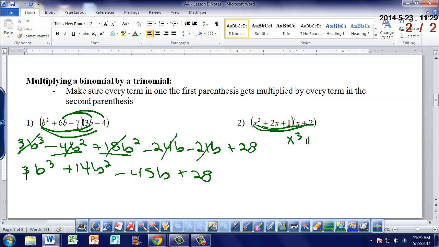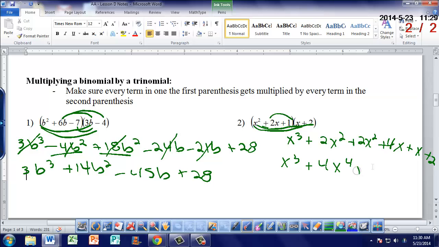Okay. Next problem, we're going to multiply x times x squared is x cubed. X squared times 2 is 2x squared. Now I'm going to multiply these two. 2x squared, 4x, and then I have x plus 2. Add up your like terms. I think you guys should be pretty good at this stuff. And that's it. There we go.